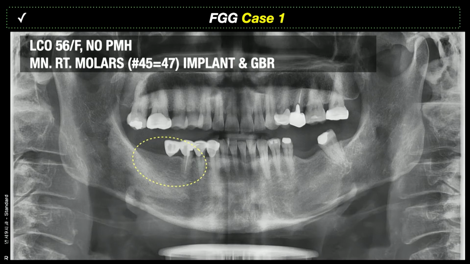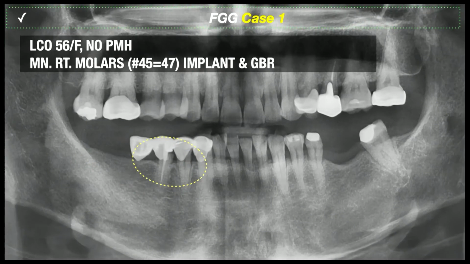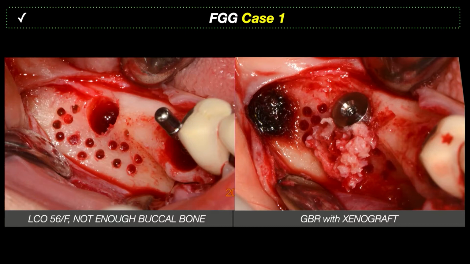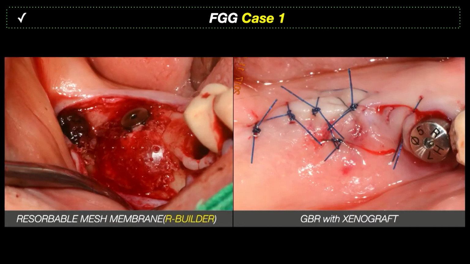Let's see the case. This middle-aged female patient has a cantilever bridge on her right molar area, so I extracted one tooth and cut the roots. And I placed two implants with GBR using a xenograft, and I used the Ossbuilder.